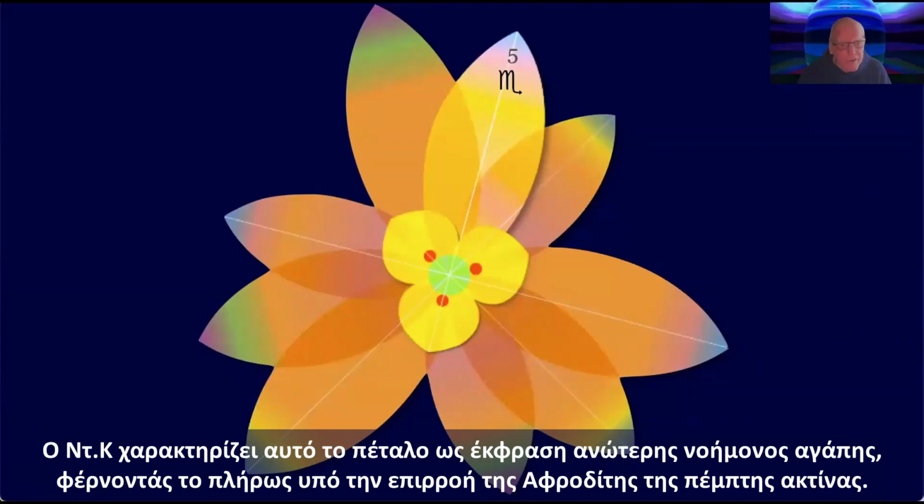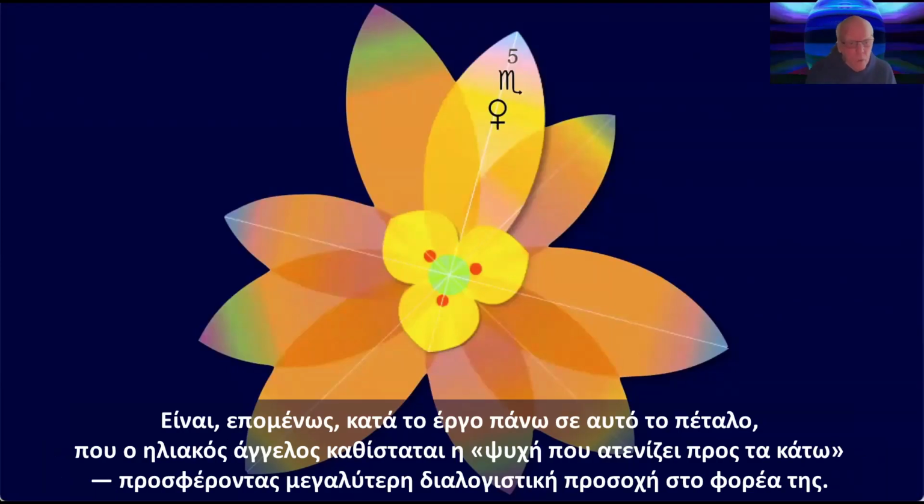DK characterizes this petal as being expressive of higher intelligent love, which brings it fully under the influence of 5th ray Venus. Thus, it is during the work done here that the solar angel becomes the so-called downward gazing soul, during which time the soul gives greater meditative attention to its vehicle.